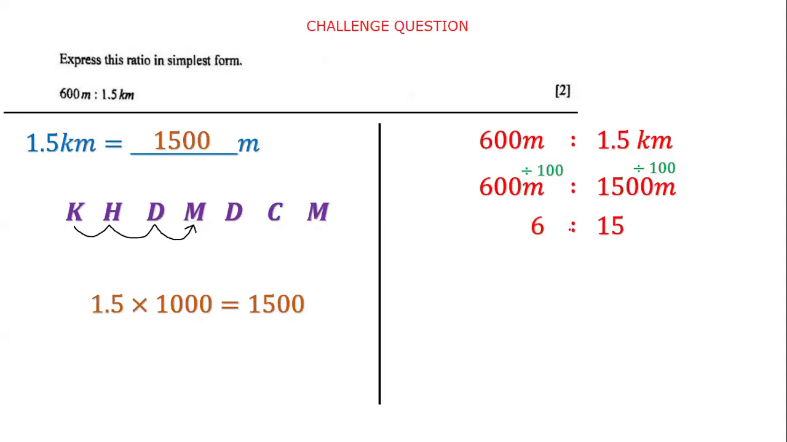Then here we have 6 and 15, so we're going to divide both sides by what? By 3. If you use 6, it'd be too much, right? So 6 divided by 3 is 2, and 15 divided by 3 is 5. So 2 to 5 is definitely correct.